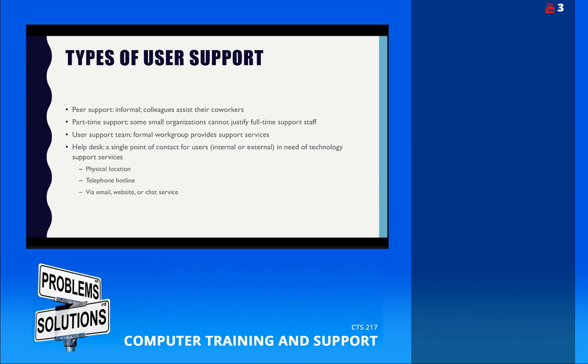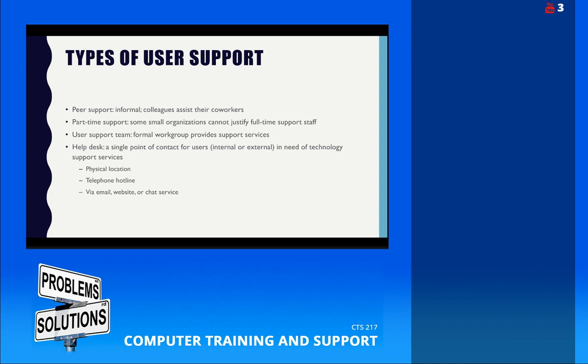So what this basically is, is a group of people within a company. The support services might not be their only job role, but it is a big part of their job role. And they go around and they provide help when needed. And then finally, the help desk, which is like what we have here at CCC.